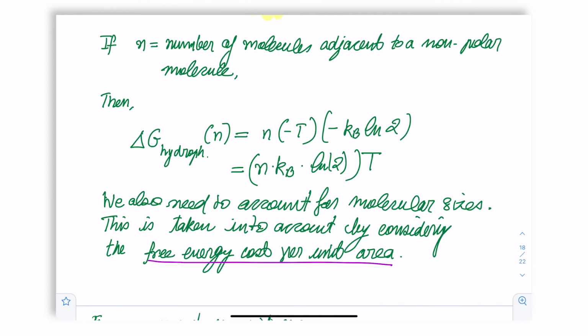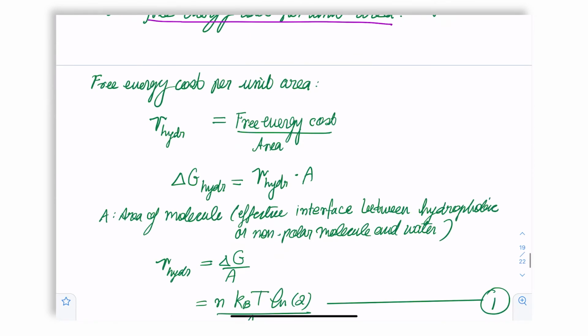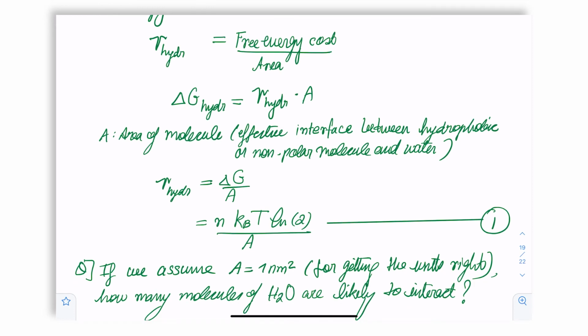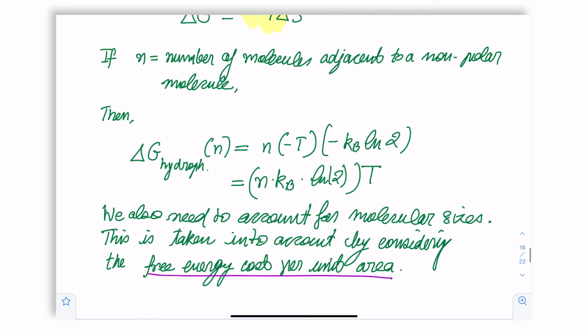We also need to account for molecular sizes, and this is taken into account by considering the free energy cost per unit area. The free energy cost per unit area is indeed free energy cost divided by area, which means delta G hydrophobic is equal to the energy cost per unit area multiplied by the area of the molecule. It's kind of simple arithmetic, right? So the area of the molecule is the effective interface between the hydrophobic or nonpolar molecule and water. And this is effectively saying that the area encountered by a water molecule or coated by a water molecule in the presence of a hydrophobic molecule. That's what A indicates. Therefore, we can write delta G in its full form as N kBT ln 2, which we saw here.